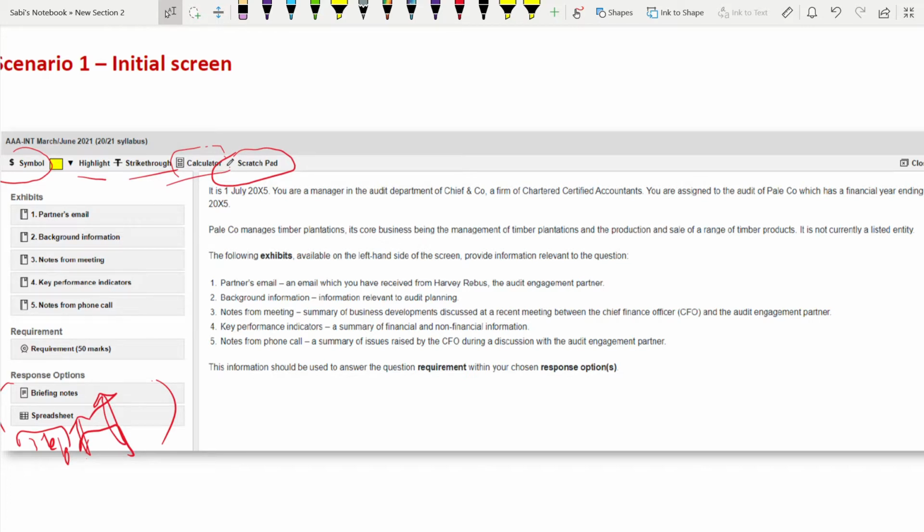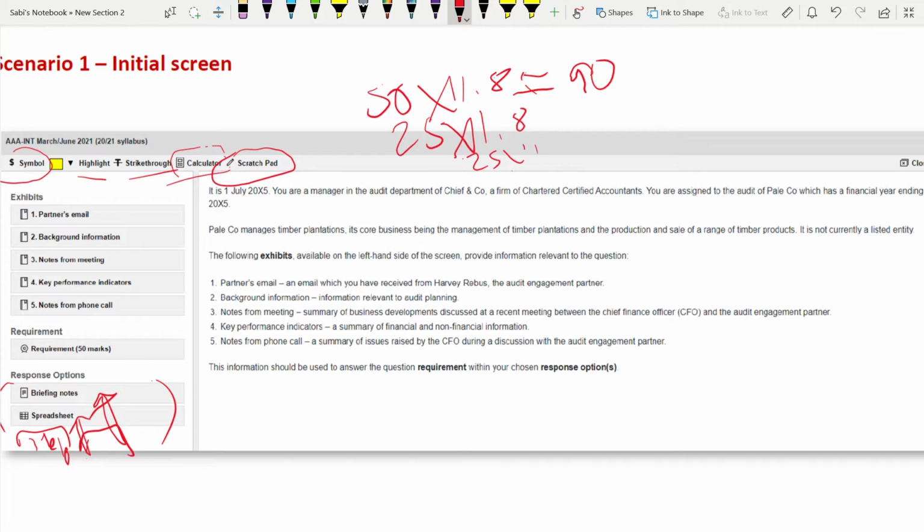So 50 into 1.8, how many minutes do you have to spend? Right, 90 minutes. You have to spend 1 hour and 30 minutes on this. But what about the others? For the others you only have to spend 36 minutes each. 25 into 1.8, 36 and 36.